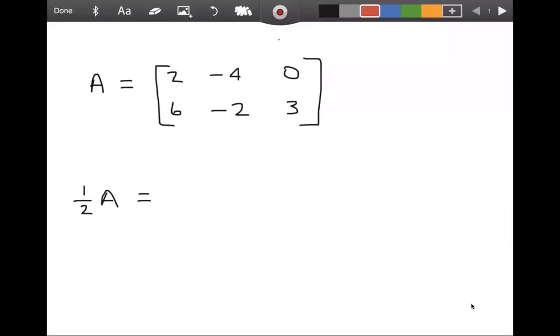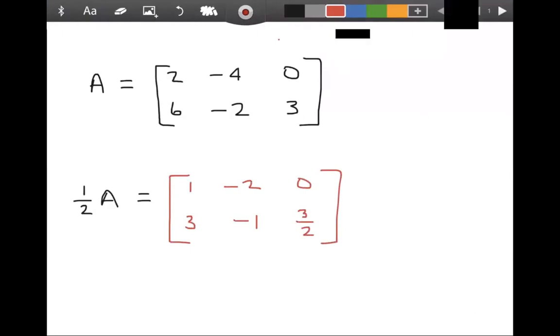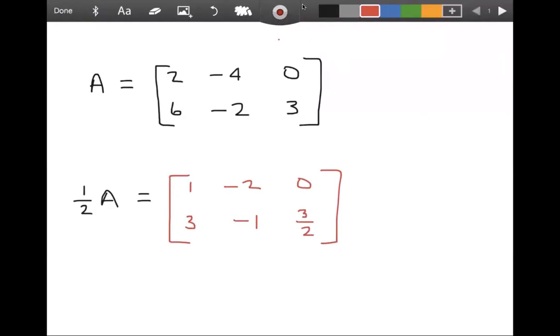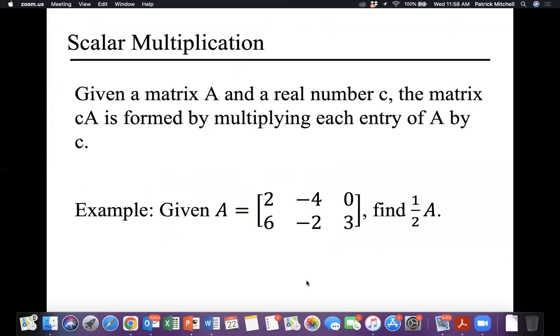All right, so this is very easy. Just multiply every entry of this matrix by 1/2. So you get 1, -2, 0, 3, -1, and then 3 times 1/2 is 3/2. All right, that's all there is to it. So let's go back to the presentation.